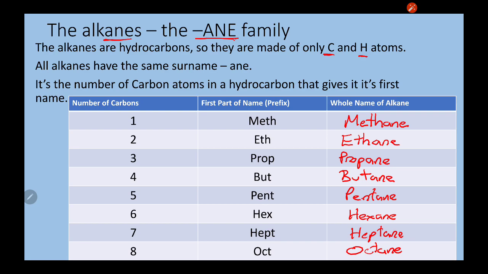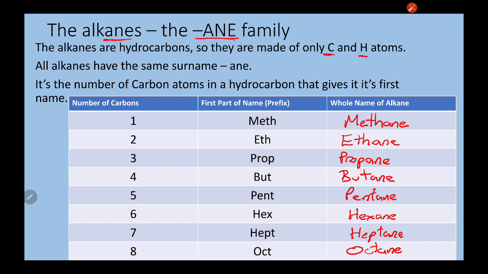Okay, so hopefully you're seeing where those names are coming from. For you, what you need to be able to do is remember the first 8. You need to remember that the alkanes all have an ending of ANE, and that if there is 1 carbon in the name, then it's meth. If it's 2, then it's eth. 3, then prop, etc. You need to remember the first 8.